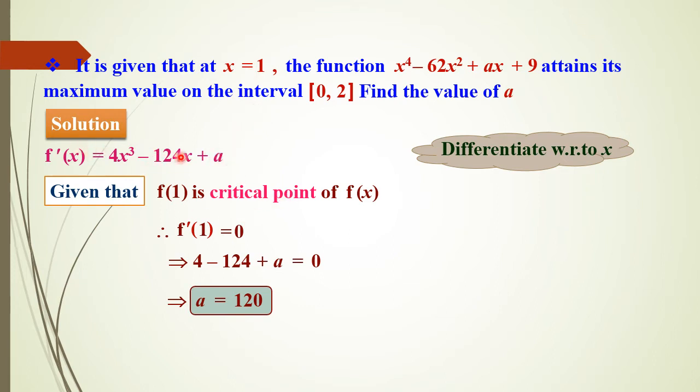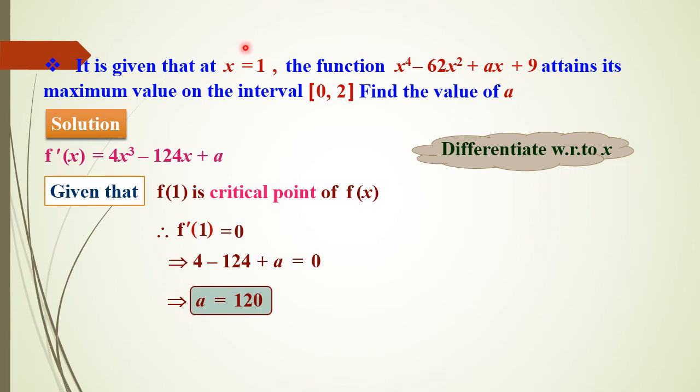So find the first derivative of the given function. So f dash of x equals: the derivative of x raised to 4 is 4x cubed, minus 62 times the derivative of x square, where 62 is a constant term and the derivative of x square is 2x. 62 into 2 is how much? It is 124x. Then for ax, a is a constant term, you write it as it is, and the derivative of x is 1, into a is a. So f dash of x equals this much.